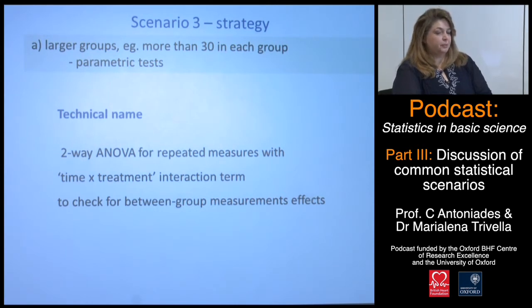Since we have a larger group, we have more of a probability of having normally distributed data, so we will look at the parametric tests here. And the technical name of what you need to use is a two-way ANOVA for repeated measures with a time-treatment interaction term, and we need this to check for between-group measurement effects. I think that's probably beyond the scope of this short session to explain exactly how this technique works. And I would like just to repeat here that at this stage, perhaps a statistician is not a luxury but a necessity.